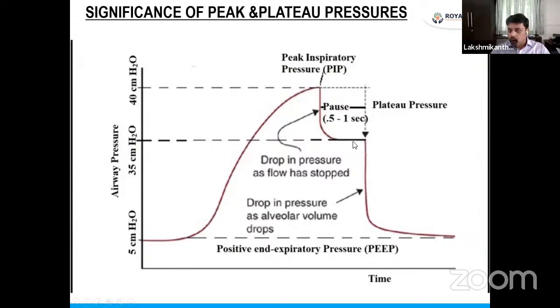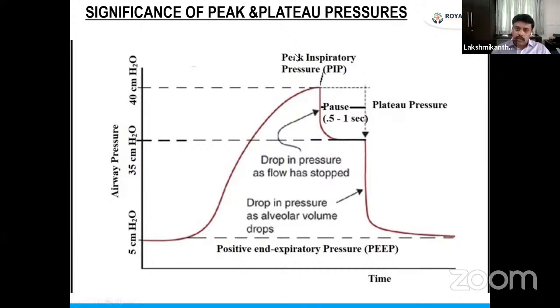And when there is no flow, the pressure at the level of the distal alveoli, that is the distalmost part of your respiratory system, gets equated to the proximal airways, and that is measured in the ventilator as your plateau pressure. But when you don't give this pause, the pressure being measured is your peak inspiratory pressure. That is the pressure at the level of your proximal airways, that is your trachea, bronchus, and the distal bronchioles, which is not very important for us.